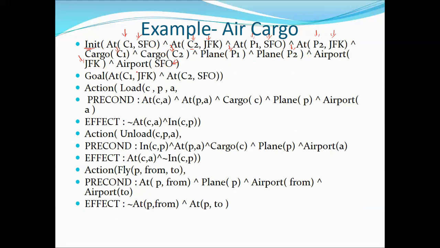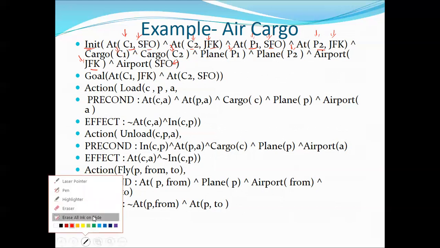That is, initially there is an airport JFK, and there is another airport SFO. Okay, and there is a plane P1. The plane P1 is at airport SFO, and there is another plane P2 which is at airport JFK, and there is a cargo C1 which is at airport SFO, and there is a cargo C2 which is at airport JFK, right? So this is the initial situation of the problem.